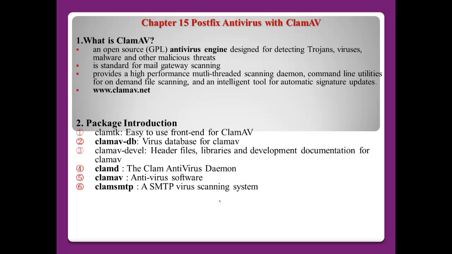Okay, chapter 15, first is the antivirus with ClamAV. ClamAntivirus is an open source antivirus engine designed for detecting Trojan viruses, malware, and other malicious threats. So if you use ClamAntivirus on the email server, all the emails will be scanned by ClamAV. And this one is a standard for mail gateway scanning service.